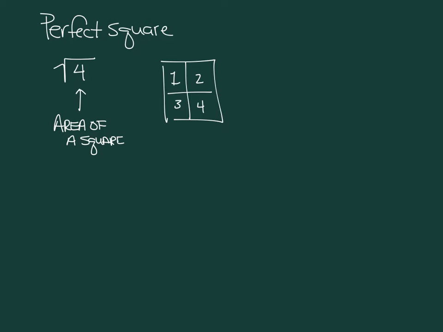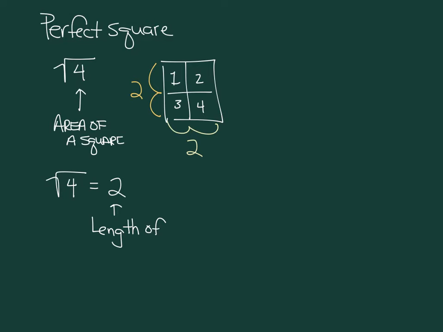When we take the square root of something, what we are finding is the sides of that square. We can see here that there are 2 here and 2 lengths here. So the sides of this square are the exact same. Therefore, the square root of 4 is equal to 2, because what we're trying to find is just the length of the side of a square.